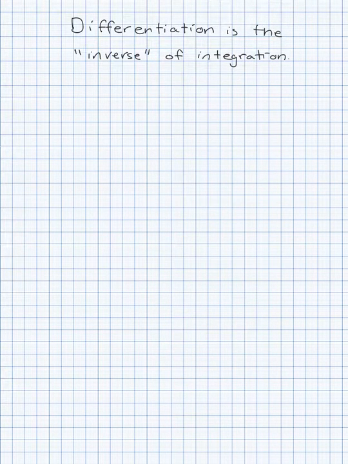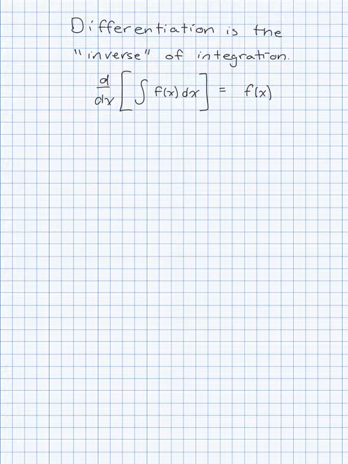Another way to think about differentiation is that it's the inverse of integration. So differentiation is the inverse of integration. If I were taking the derivative with respect to x of the integral of f of x dx, then these two operations cancel each other out, and I'm just left with the function f of x itself. We can start to formalize the rules of integration.